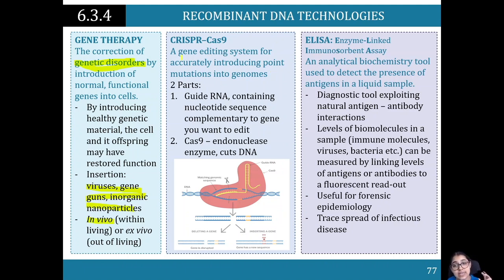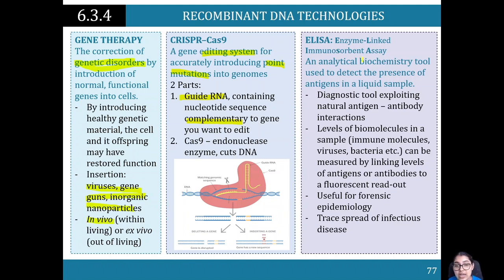CRISPR-Cas9 is a technology that actually edits the system for accurately introducing point mutations. So we introduce point mutations to fix something in the genome. So it has two parts. It has the guide RNA, which contains the nucleotide sequence, and it has the Cas9. The guide RNA is basically going to contain the complementary sequence that we want to edit, and the Cas9 is an endonuclease. It's actually going to cut the DNA so that the guide RNA can get in there and fix it up.